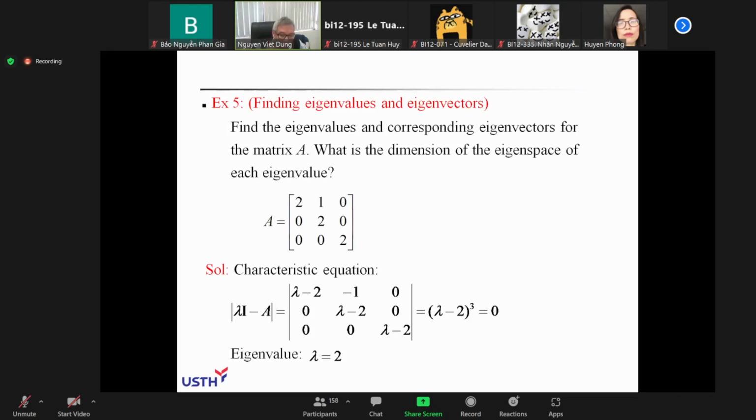Nghiệm lambda bằng 2 được tính 3 lần ở đây. Ở đây chúng ta có lambda trừ 2 mũ 3. So that is something new for you here.